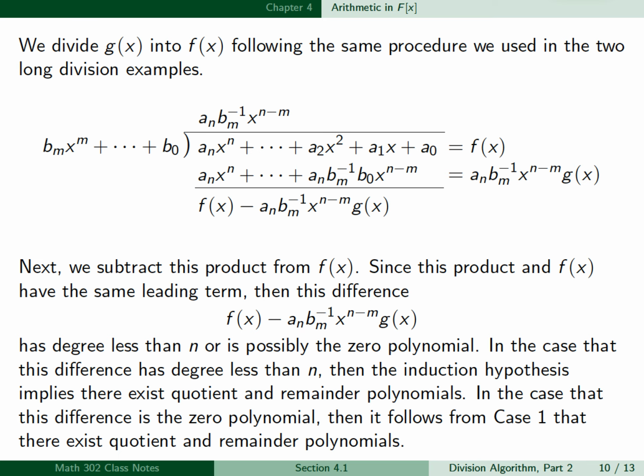Okay, back in case 1, one of the possibilities was that our dividend polynomial f of x was 0. And so we showed in that case that there exist quotient and remainder polynomials satisfying the required conditions. So in either case, we obtain quotient and remainder polynomials either from the induction hypothesis or from case 1.